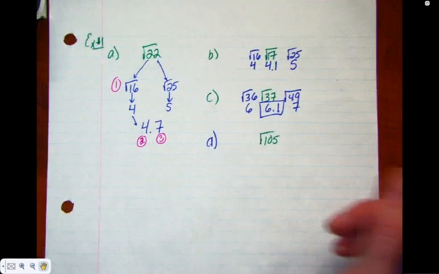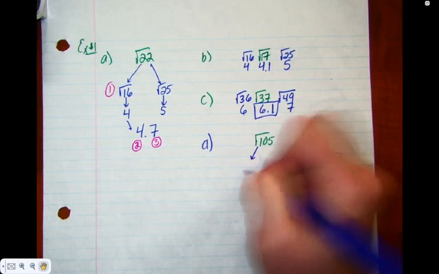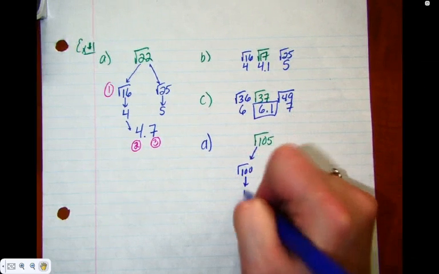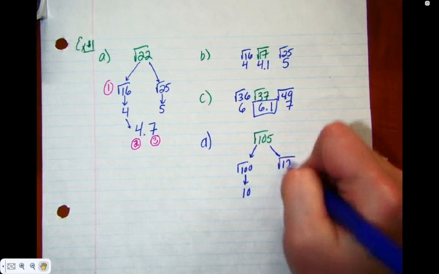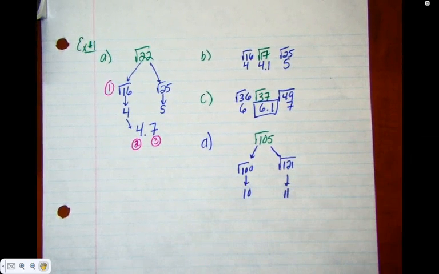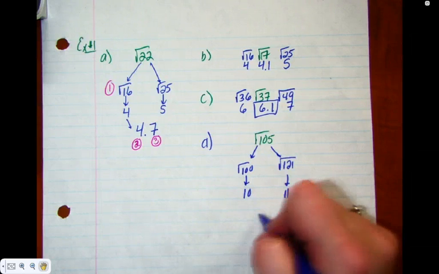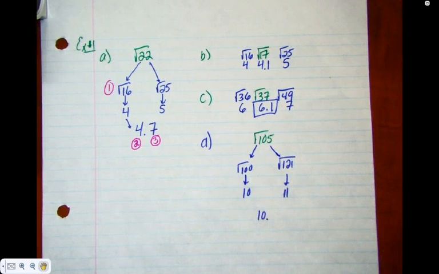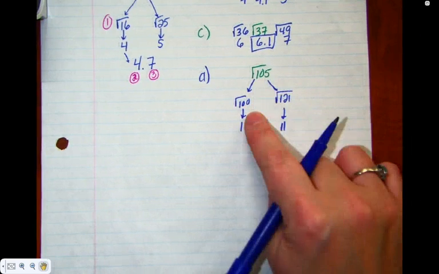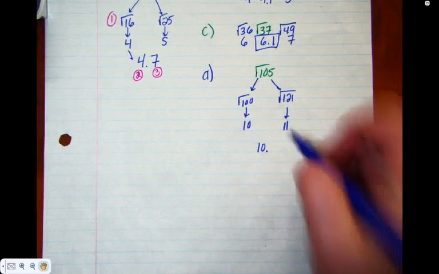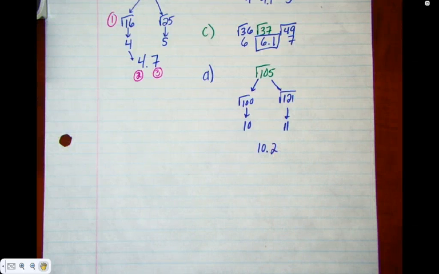What is the lower perfect square of 105? 10. Which I already heard somebody say is 10. What is the higher one to 105? 121. Which is? 11. So what do I know the first part before the decimal has to be? There we go. So I know it's 10 point something something. How do I figure out the something something? What is it closer to? 10 point? I would accept 0.2, 0.3. Any other offers?